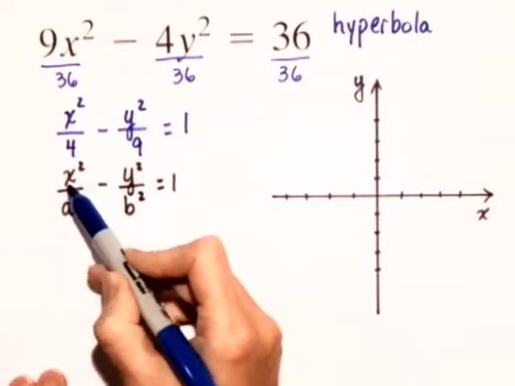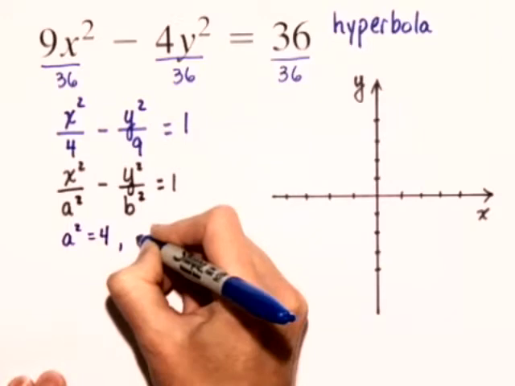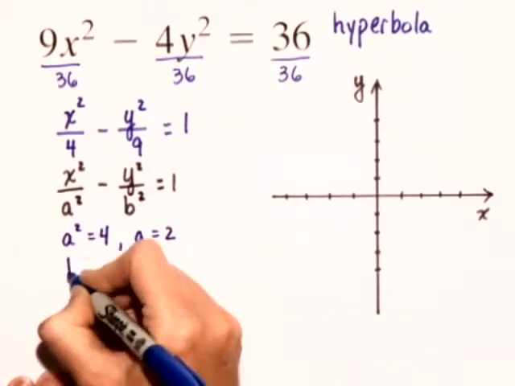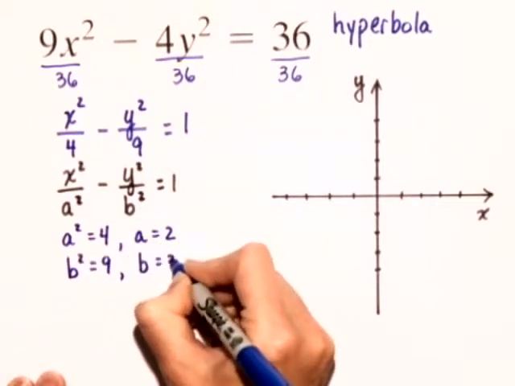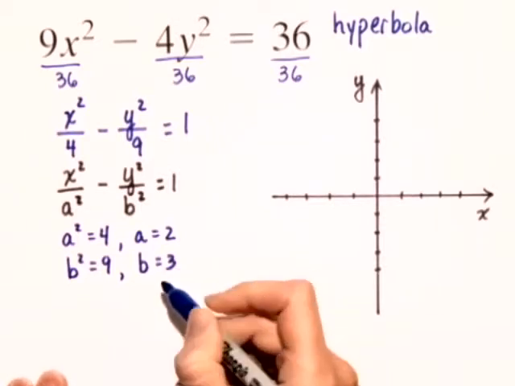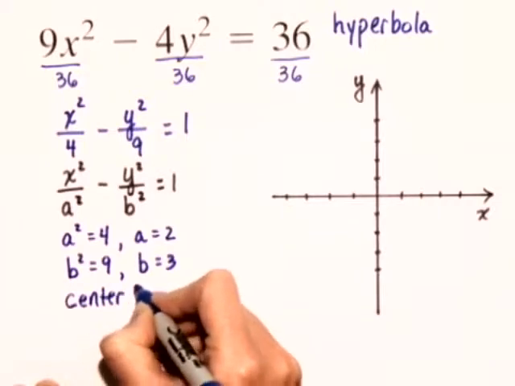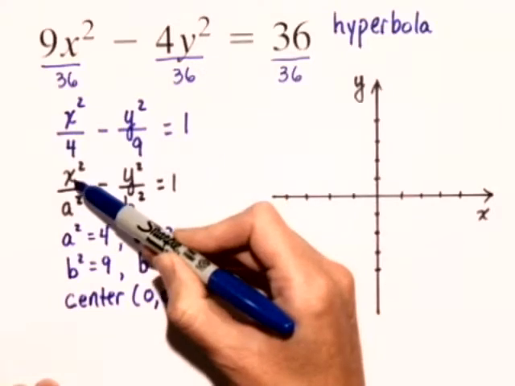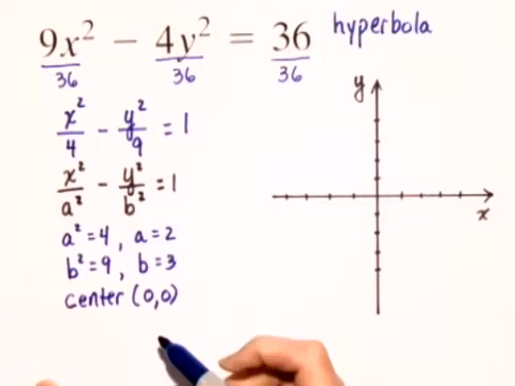We can see that a squared is equal to 4. So that means that a is equal to 2, and also b squared equals 9, so that b is equal to 3. We can also see that the center is located at 0, 0, because we don't have x plus or minus some quantity squared or y plus or minus some quantity squared. So let's start first with this information.